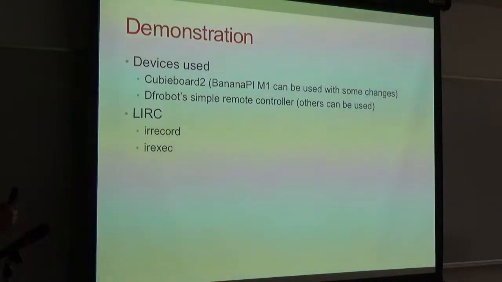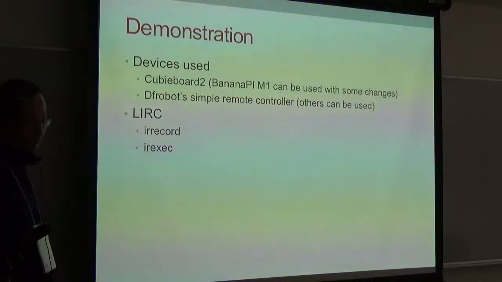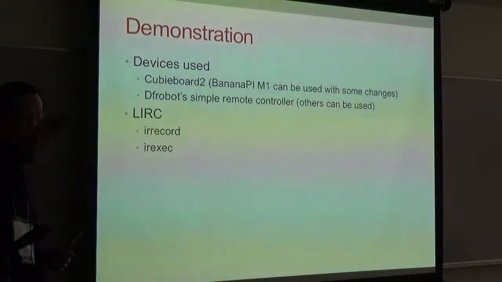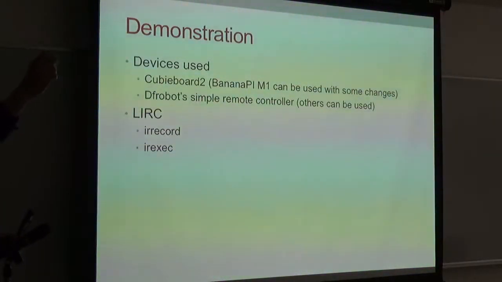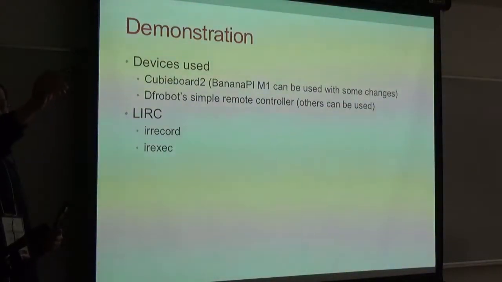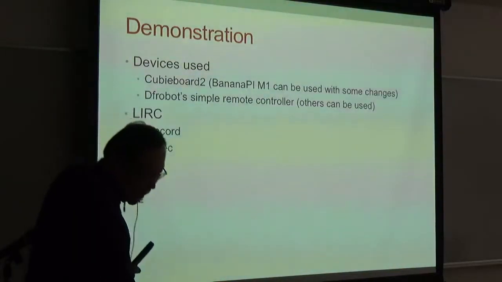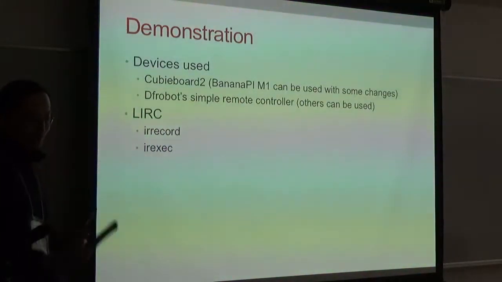For the demonstration, I used two devices at home. One is the QB 2, and I also tested it on a Banana Pi M1. But during the test, somehow I broke my Banana Pi, so I brought the QB 2. Then I used a simple remote control. This one is from DF Robot. I bought it to use with Arduino, but I didn't use it then. But in this case, I used it. There are also other remote controls that can be used.